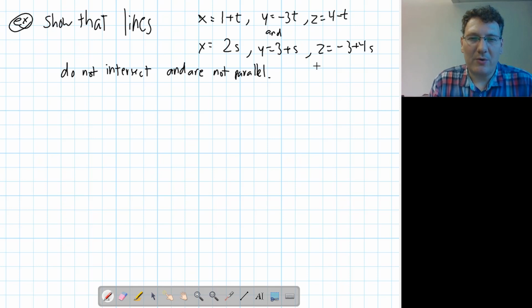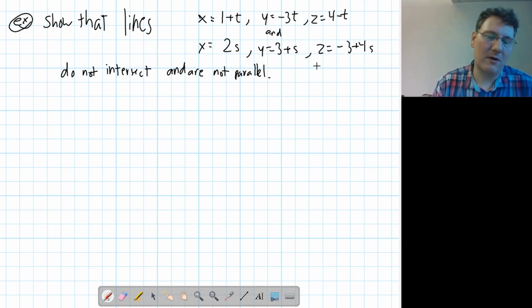Let's try to show that the two lines defined here, the first one, x equals 1 plus t, y equals minus 3t, and z equals 4 minus t, and the second line, where x is 2s, y equals 3 plus s, and z equals negative 3 plus 4s. We want to show that these two lines both do not intersect and that they're not parallel. These are called skew lines.